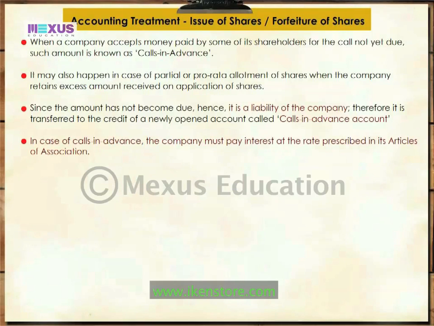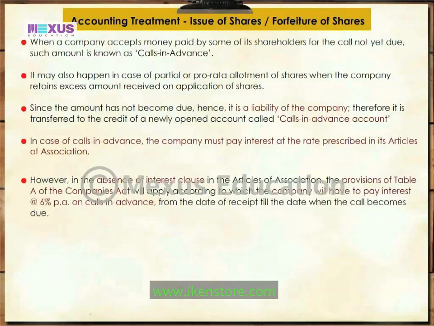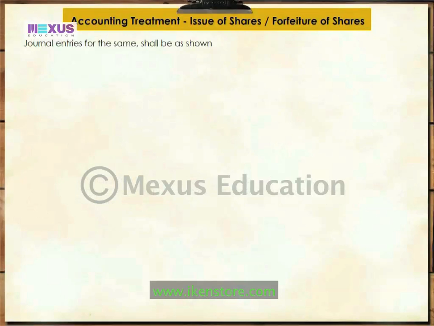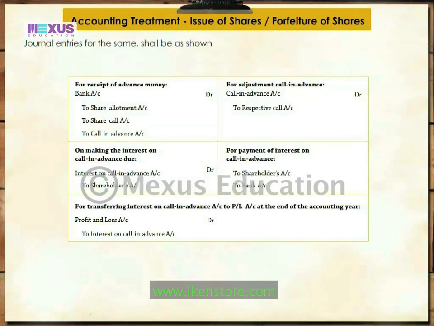In case of calls in advance, the company must pay interest at the rate prescribed in its Articles of Association. However, in the absence of an interest clause in the Articles of Association, the provisions of Table A of the Companies Act will apply, according to which the company will have to pay interest at 6% per annum on its calls in advance from the date of receipt till the date when the call becomes due. Journal entries for the same shall be as shown.